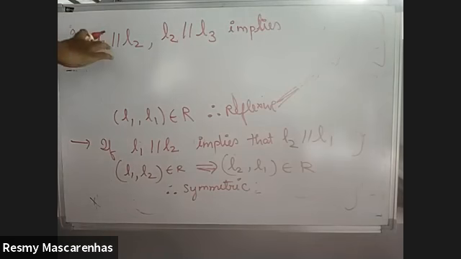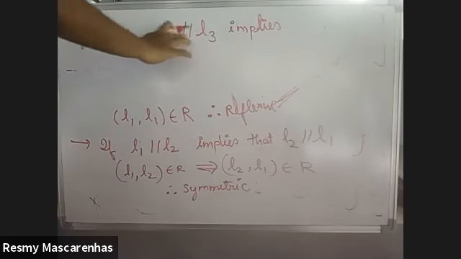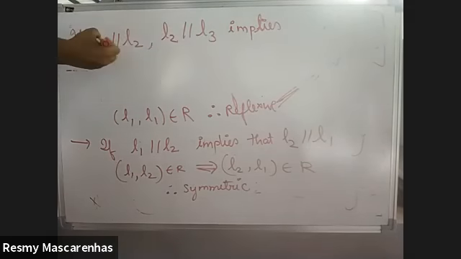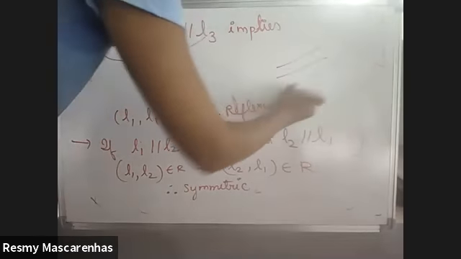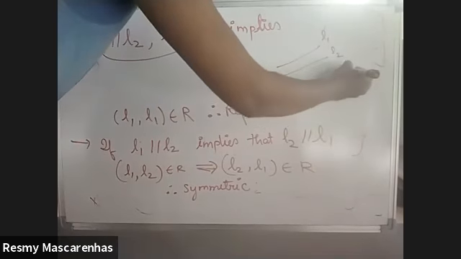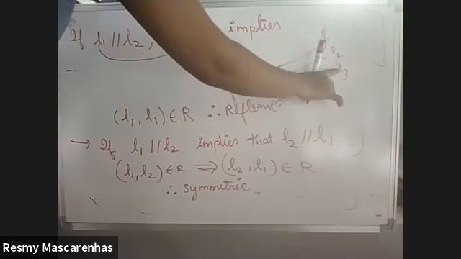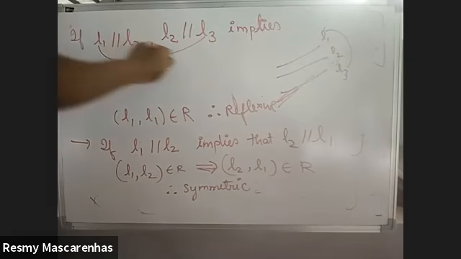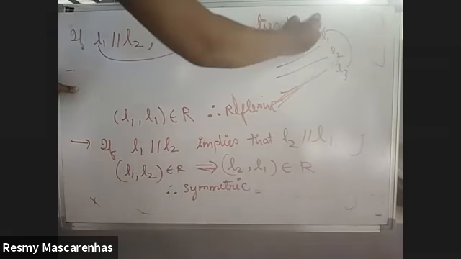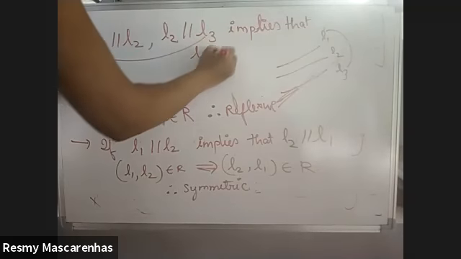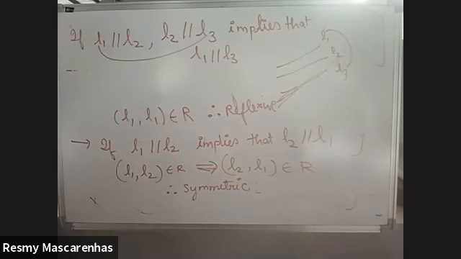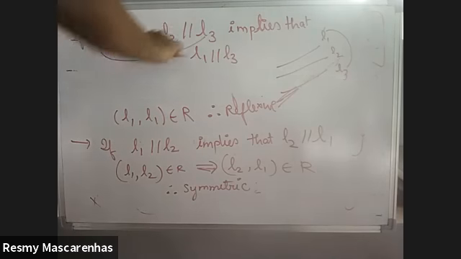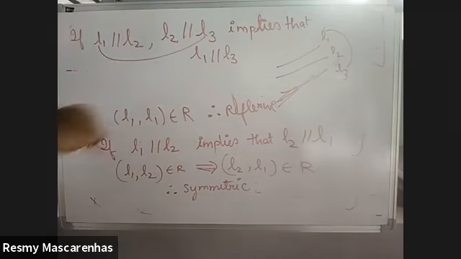If L1 is parallel to L2 and L2 is parallel to L3, then you have to check whether L1 is parallel to L3. Obviously, if three lines are parallel, if this is parallel to this, then obviously L1 is parallel to L3. It is satisfying the condition. Implies that L1 is parallel to L3. So that's why it is transitive, but this is in words. So as per definition, you have to write like this.